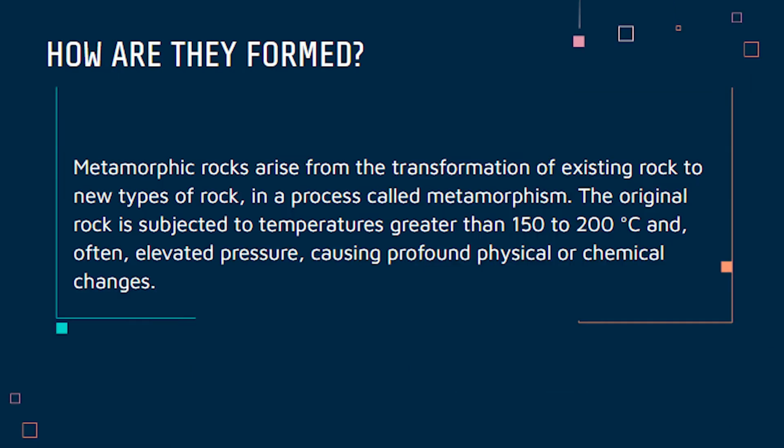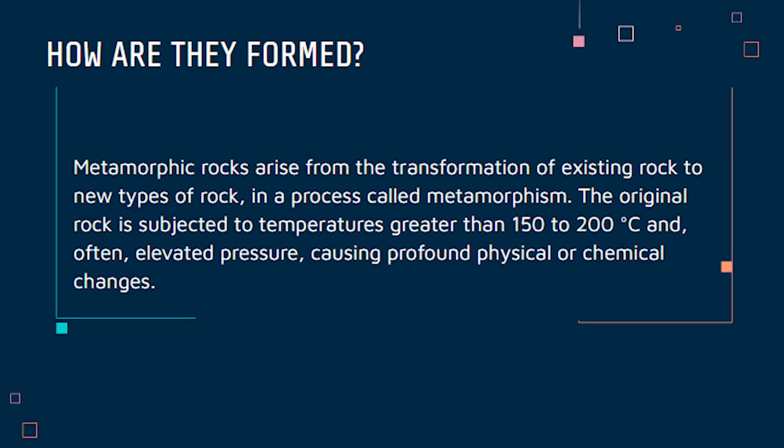How are they formed? Well, metamorphic rocks arise from the transformation of existing rock to a new type of rock in a process called metamorphism. The original rock is subjected to temperatures greater than 150 to 200 degrees Celsius and often elevated pressure, which causes profound physical or chemical changes.